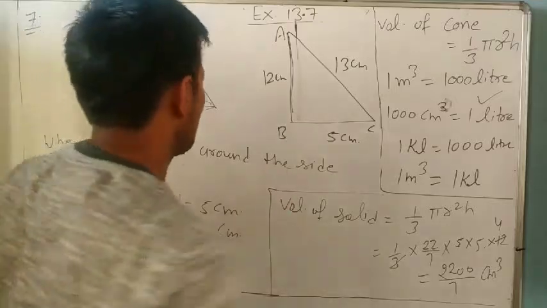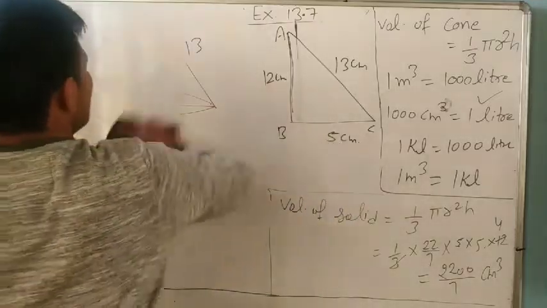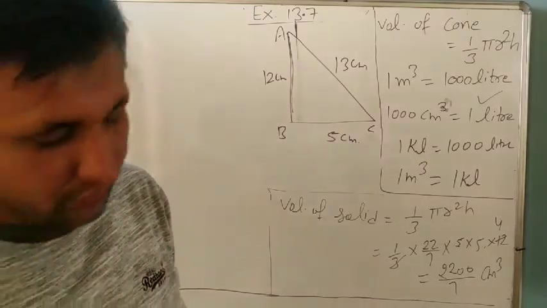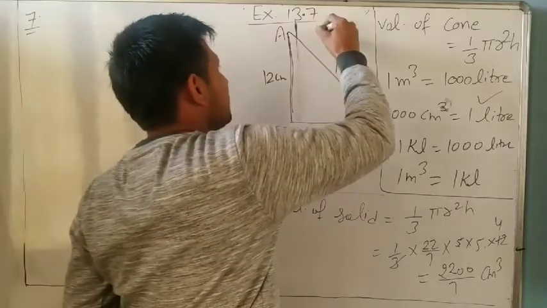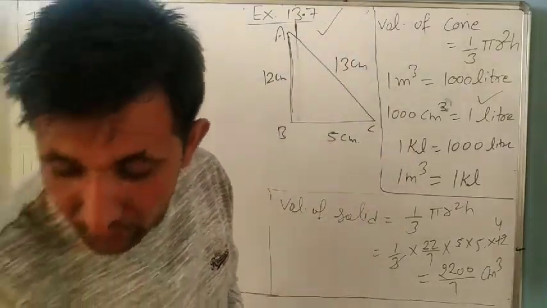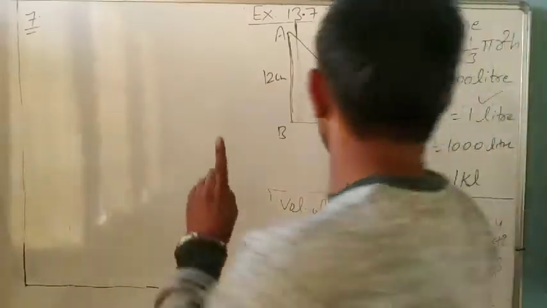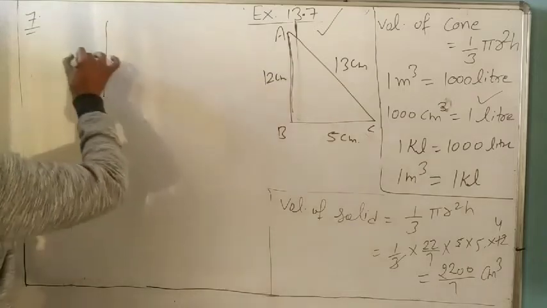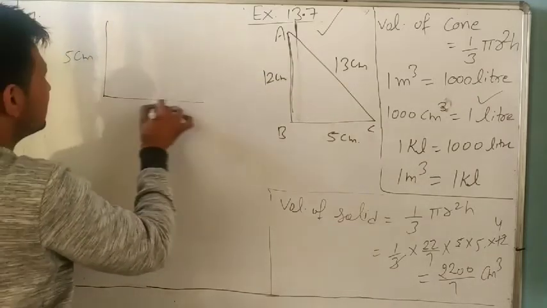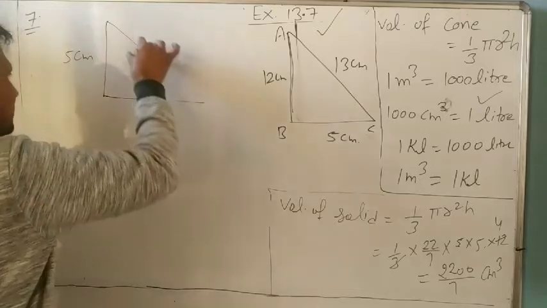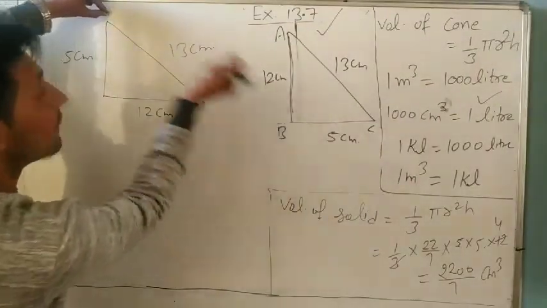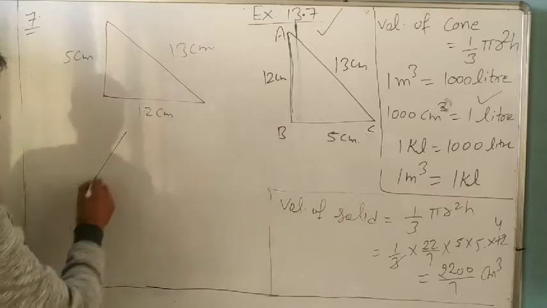Okay. Now the next question. In the next question it is given: if the triangle ABC which is given in question number 7 is revolved about the side 5. First we revolved around the 12. Now we will revolve. It is 5 centimeter and it is 12 centimeter. It is 13 centimeter. And now we are revolving around the 5. So it means it becomes like this one.